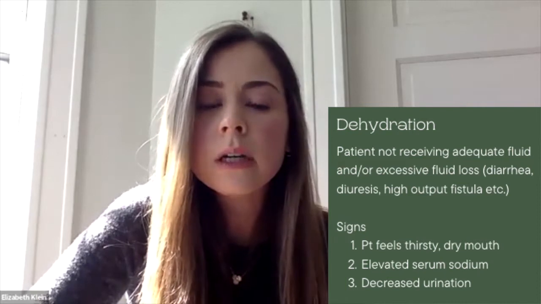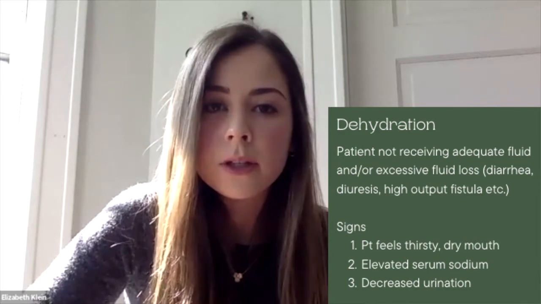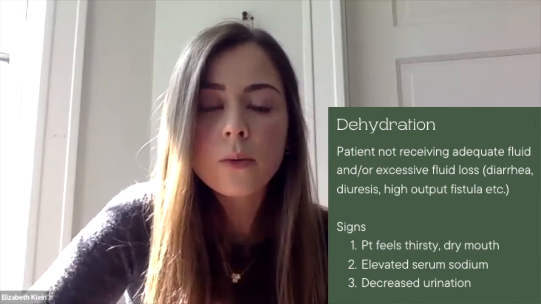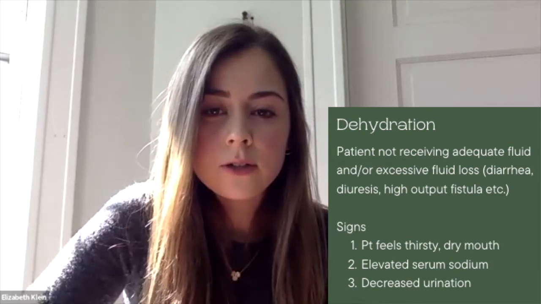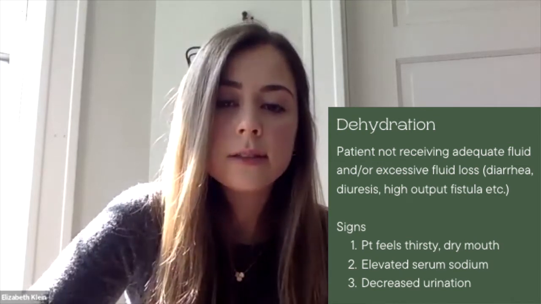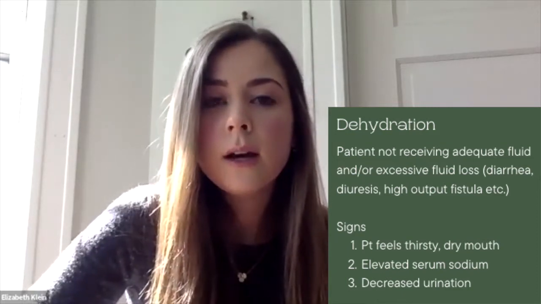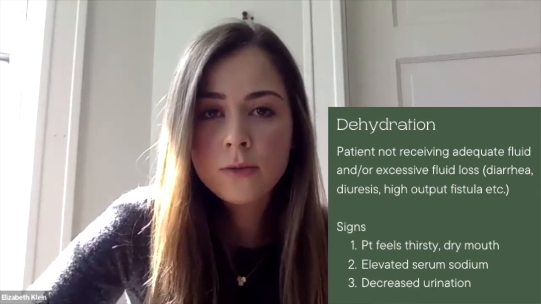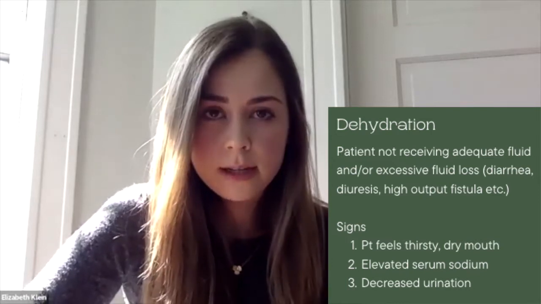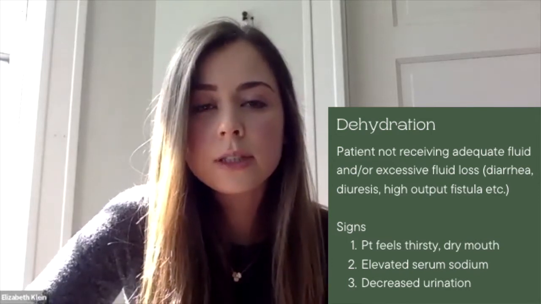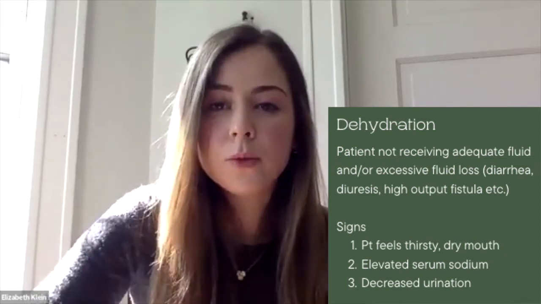And so how can we clinically tell a patient's dehydrated? Typically, they will have a dry mouth or they'll feel thirsty. We also frequently look at their sodium level. So if a patient has a serum sodium greater than 145 milliequivalents per liter, that can be an indication of inadequate fluid intake. And also, if a patient is reporting that they've not been urinating as frequently, that could also be a sign that they're not getting adequate fluid.